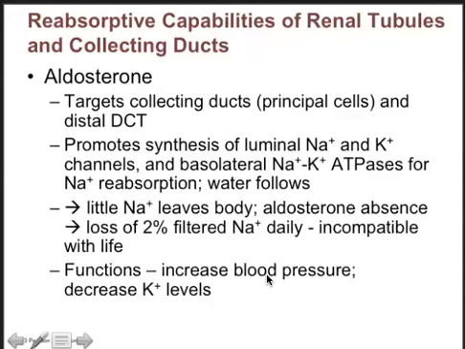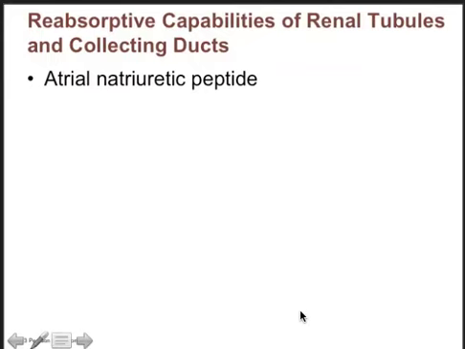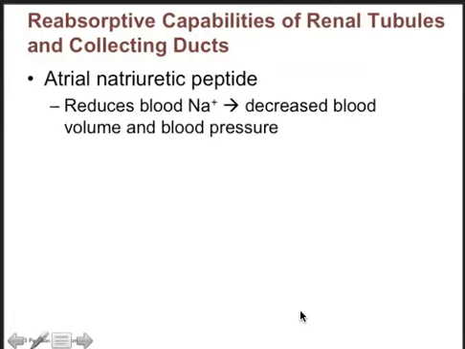What are its functions? Well, it increases blood pressure and it decreases potassium levels. So, along with ADH, this is one of the ways that we control systemic blood pressure. Atrial natriuretic peptide reduces blood pressure and blood volume. It reduces blood sodium by decreasing blood volume and blood pressure.